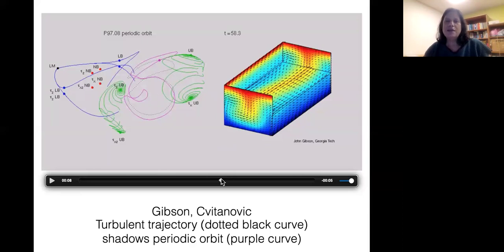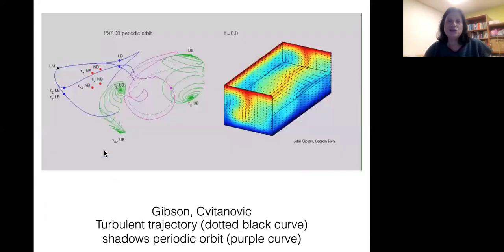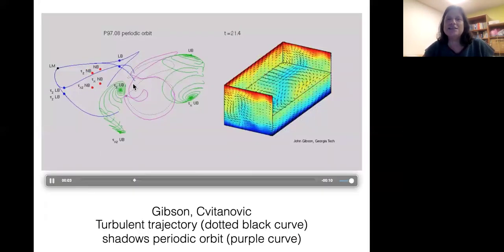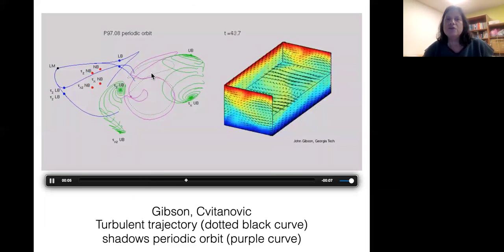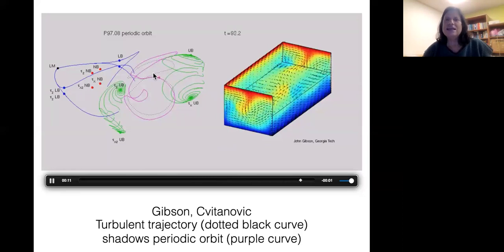Let me bring that back. And so let me go back to that. So one sees there, the dotted thing is an unstable periodic orbit, and you see the purple thing is an unstable periodic orbit, and the dotted thing is the turbulent path. Is that right? I think maybe, yeah. Anyway, you see how it shadows it. Even though it itself is doing turbulent stuff, it seems to be interested in what the periodic orbit is doing.